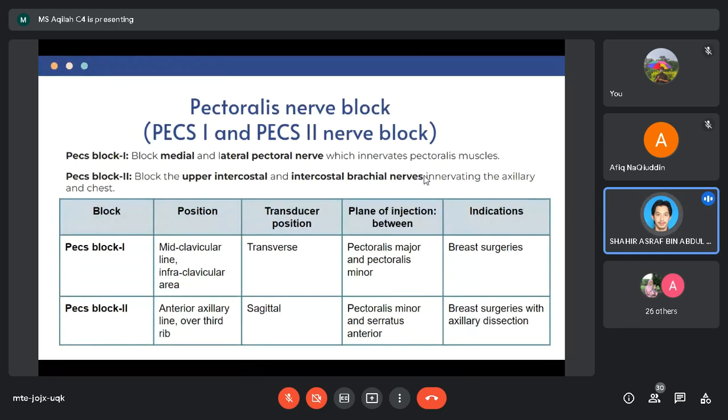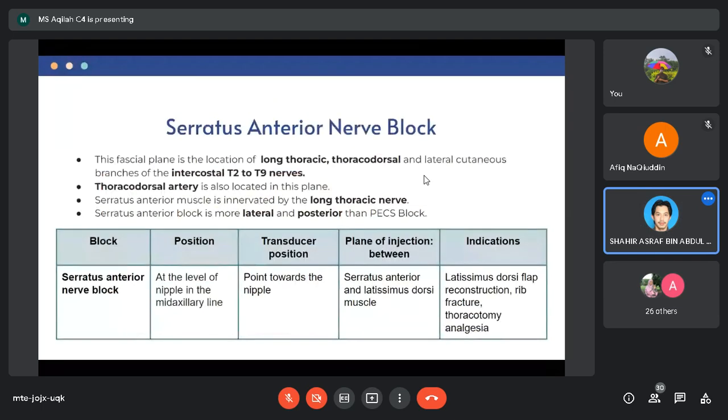You know now about PECS 1 and PECS 2. So the next block is the serratus anterior plane block. It covers T2 to T9, with injection at the mid axillary line. Is it a somatic block? Does it provide somatic analgesia or visceral analgesia?